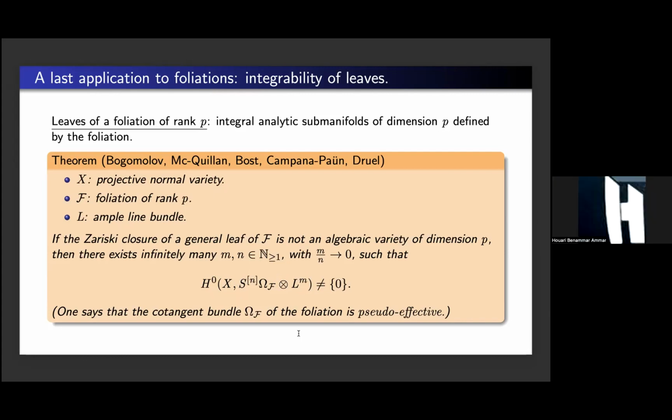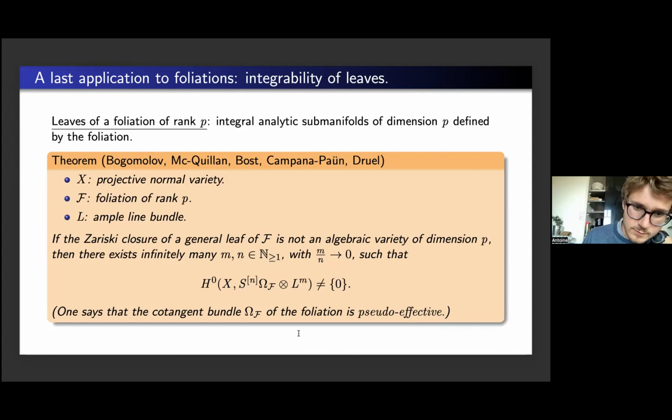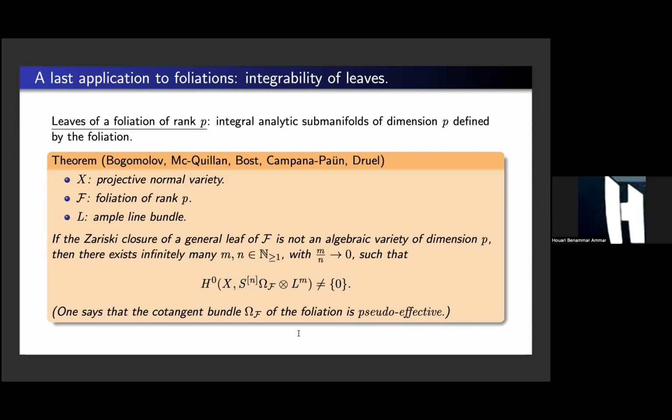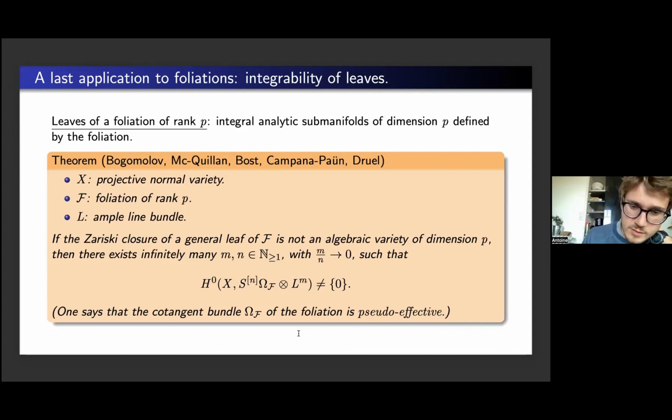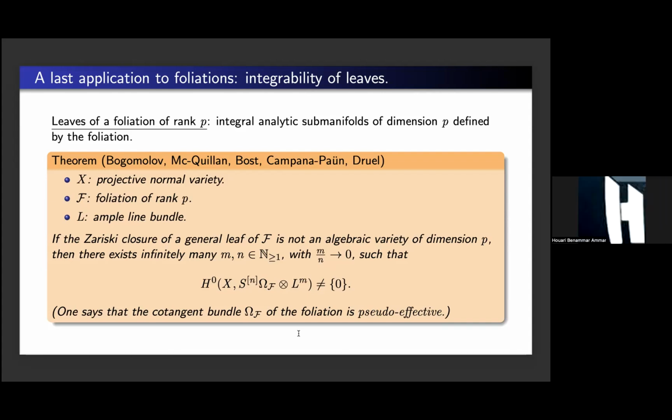Okay, so if this cotangent bundle is just a line bundle, so if X is a projective curve, is it a good definition of a pseudo-effective line bundle? Yes, you recover the characterization of the pseudo-effectivity of a line bundle. It is a cohomological characterization. Okay. Yes.